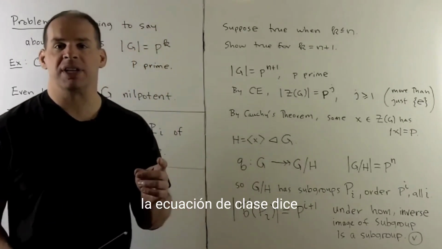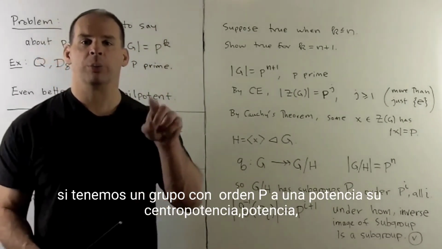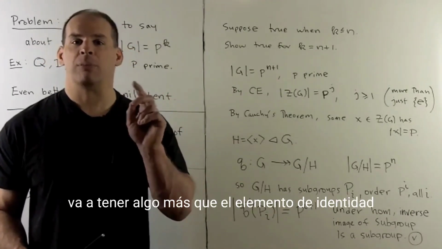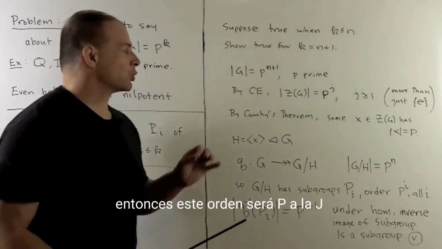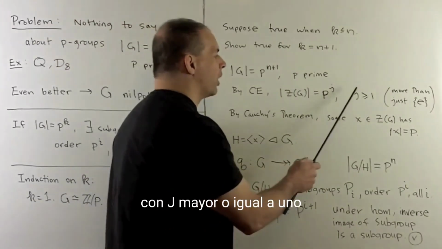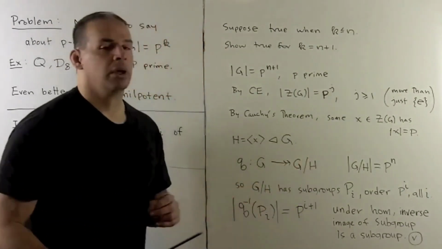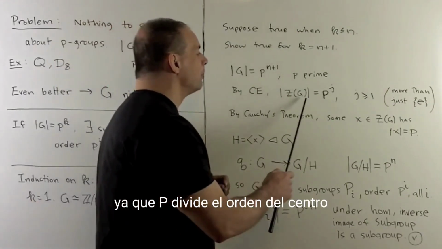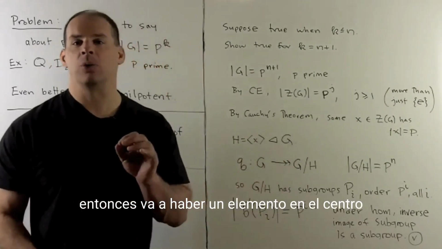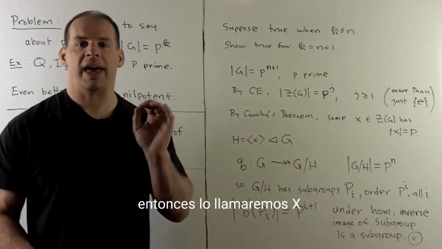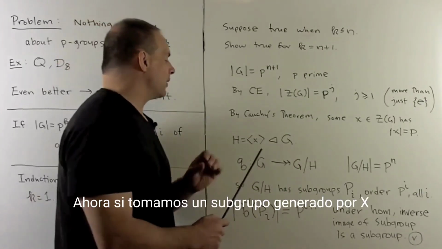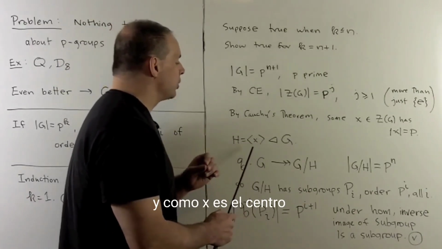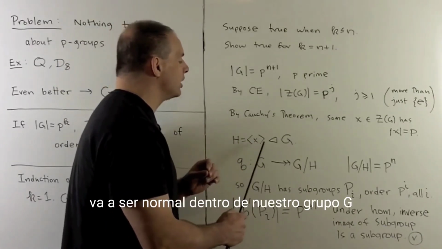The class equation says that if we have a group with order p to a power, its center is going to have more than just the identity element. So its order is going to be p to the j with j greater than or equal to 1. Cauchy's theorem says, since p divides the order of the center, there's going to be an element in the center with order p. We'll call that x. Now, the subgroup generated by x is isomorphic to Z mod p, and because x is in the center, it's going to be normal inside of our group G.